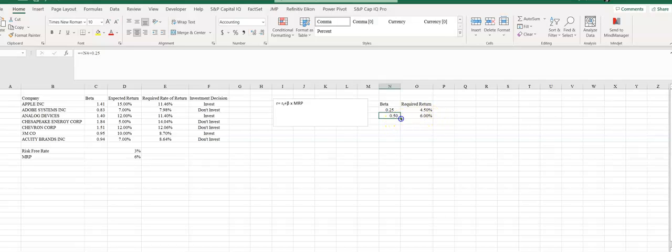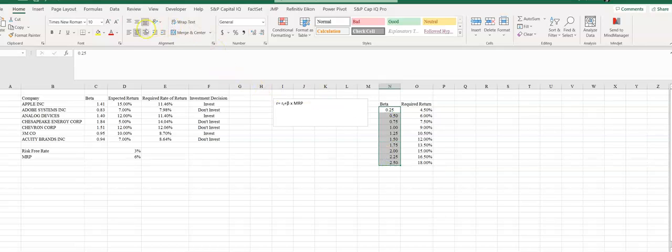And I'm going to copy this all the way to see betas of, let's say, 2.5. And then I'm going to copy these to get the required returns corresponding to these. So I have betas in this column, and I have the required returns in this column. Okay. So I'm going to create a graph in here.